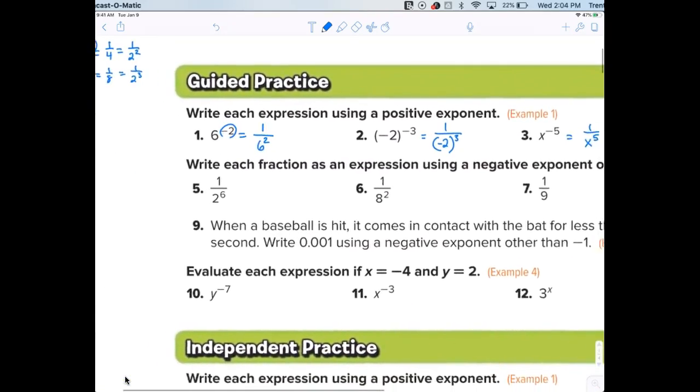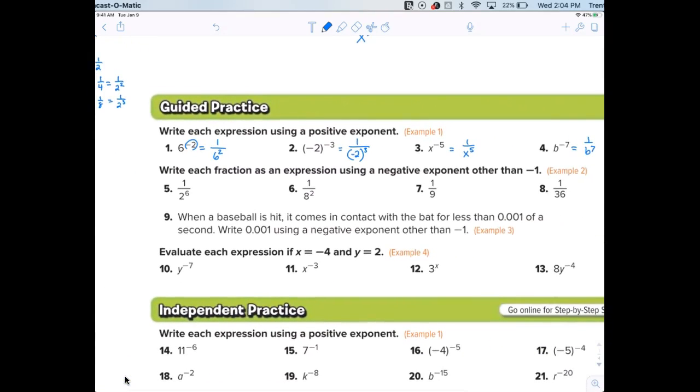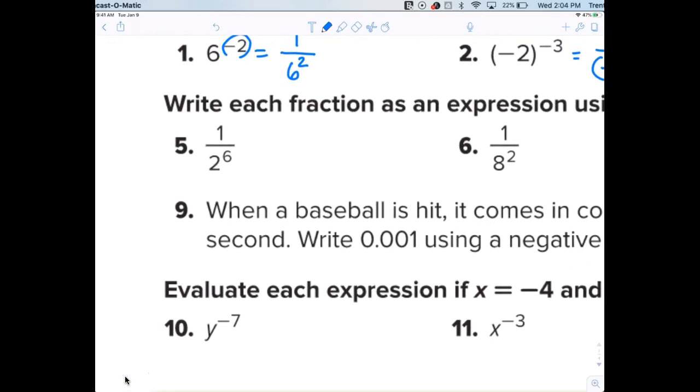Here we go. All right, now listen. Now we're going backwards. Now they're trying to see if you understand, well, if I told you to write it as a negative exponent, here we go. So number 5, I would want you to write as 2 to the negative 6. I feel good. Oh, this is good. I like that response.